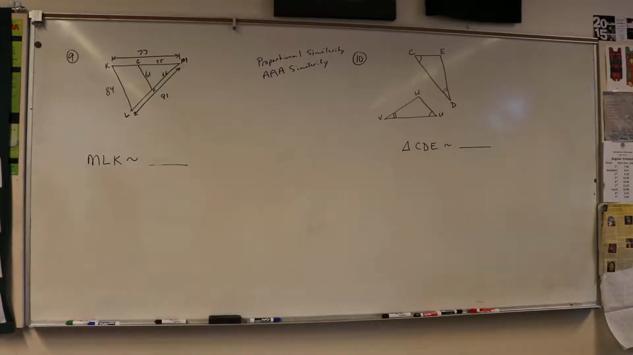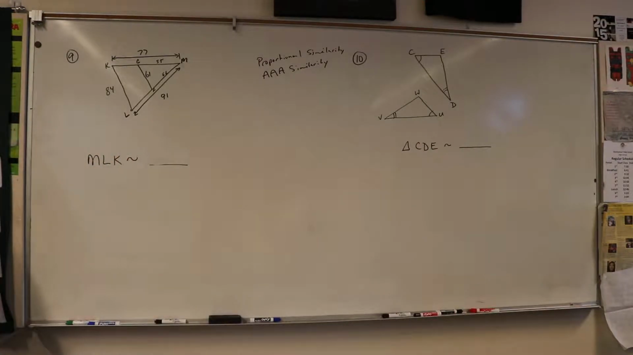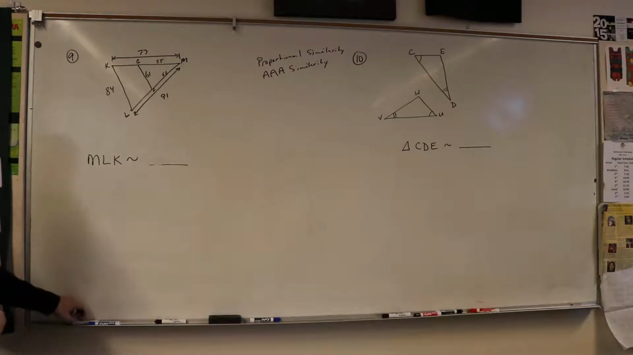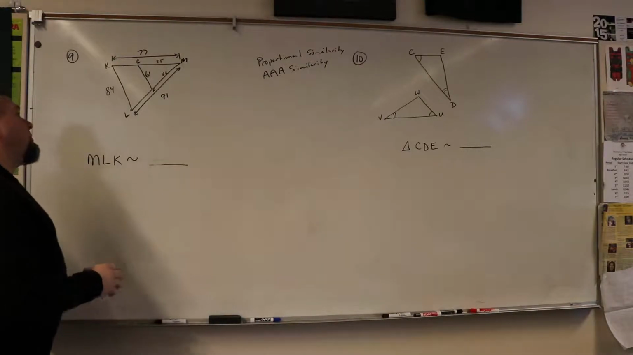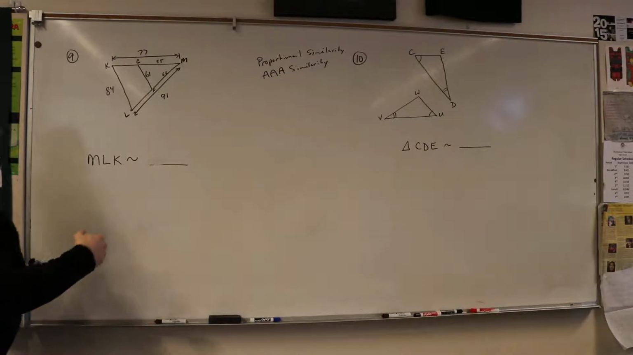Alright, so ratios and similarity is chapter 7. This is your first worksheet on chapter 7. Problem numbers 9 and 10. And on these problems, we're looking at a couple things. We want to know, are they similar? If they are similar, take a look.